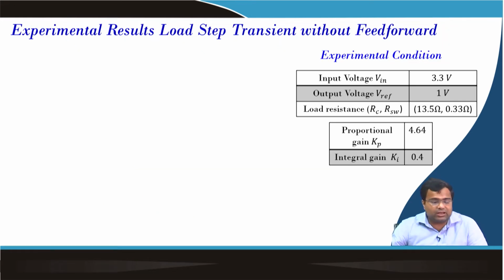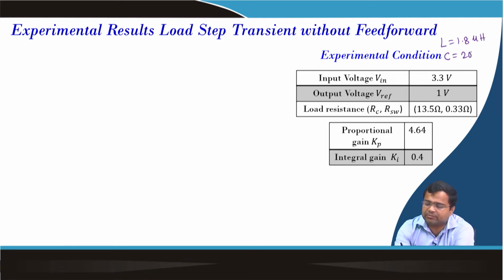Now, we are going to consider the experimental case study. We have already discussed the power stage multiple times. The inductor was 1.8 microhenry, the capacitor is 200 microfarad, and we are changing the load resistance from 13.5 to 0.33 ohm, as in the simulation. This is our Kp, all discrete time, and this is our Ki, the discrete time integral gain, and we are considering 1 volt. Now, we are making a load step.